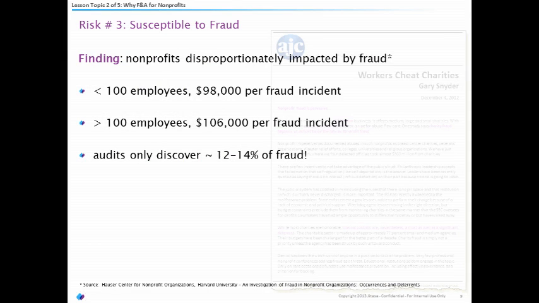There was a study done by the Acosta Center for Nonprofit Organizations, and they found that nonprofits were actually disproportionately impacted by fraud versus for-profit organizations. They broke up the study by nonprofit size, and found that the median per fraud incident for a nonprofit with under 100 employees was $98,000. For one over 100 employees, it's about $100,000. What's interesting is that the amount of the fraud is about the same, but the magnitude and the impact is what varies.